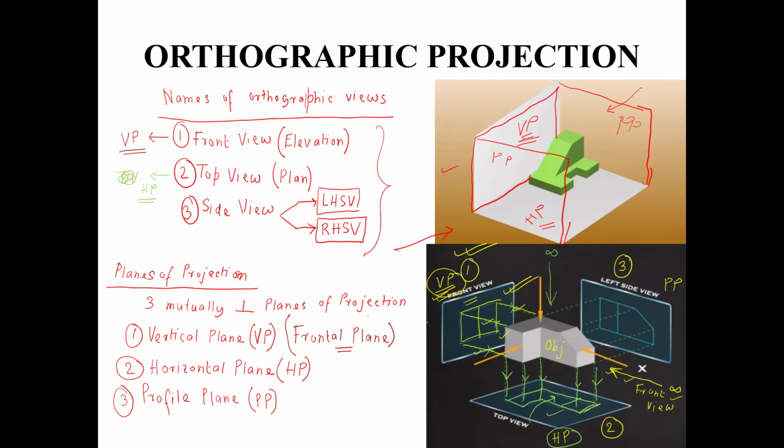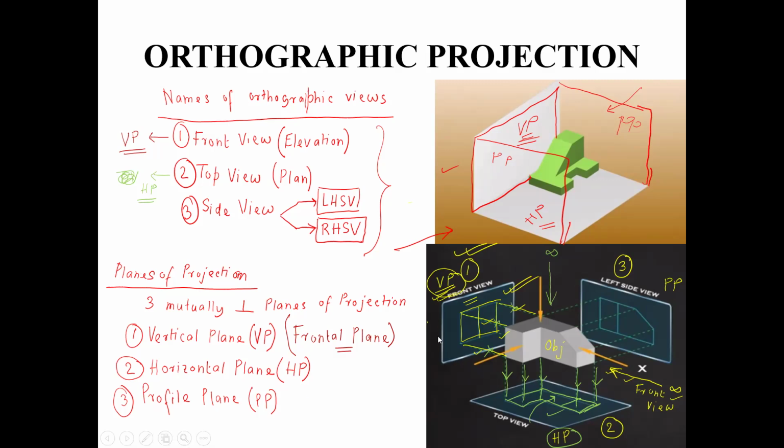When you are looking at the object from the front, the projectors are represented by the yellow lines. This set of projectors will hit the vertical plane perpendicularly. That is why the front view of the object is projected on the vertical plane. Now let us see what will happen if we try to get the side view of the object. For the time being, let us be content only with the left hand side view. We can extend this discussion to the right hand side view also.